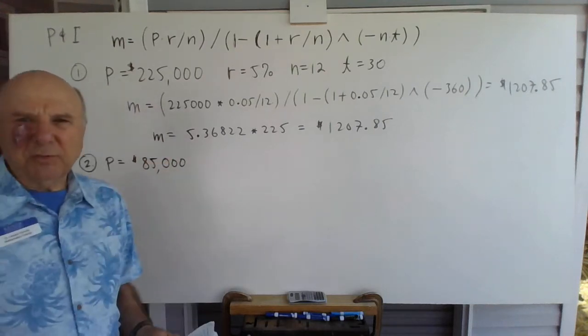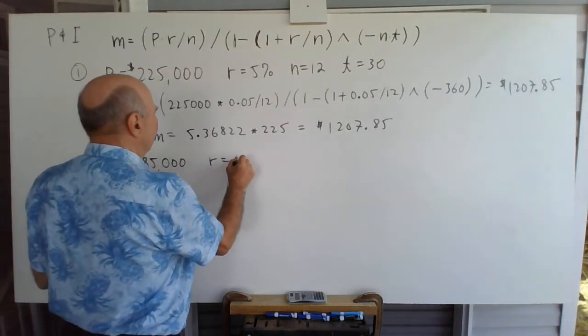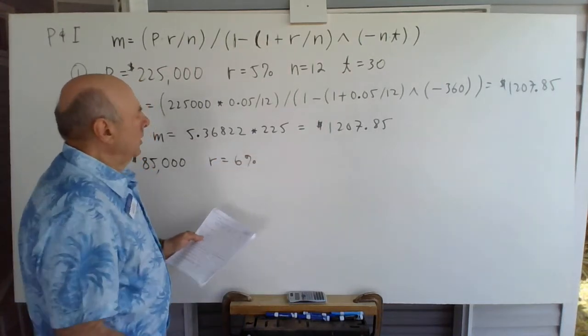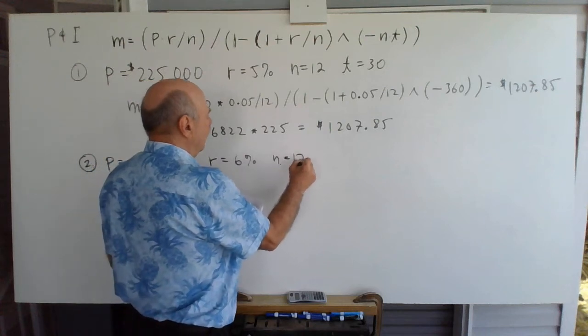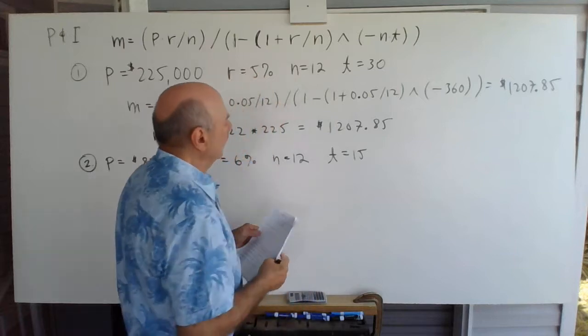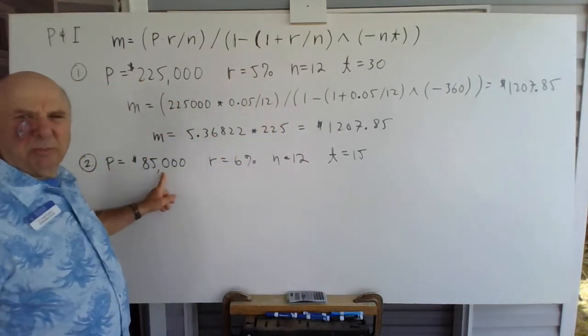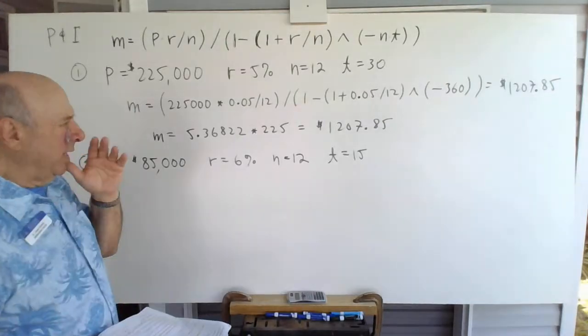So the condo goes for $85,000. The rate is 6%. And it's 12 because it's monthly payments. This one's 15 years. It's 15 years because it's a smaller principal. You could reckon to pay it off quicker.